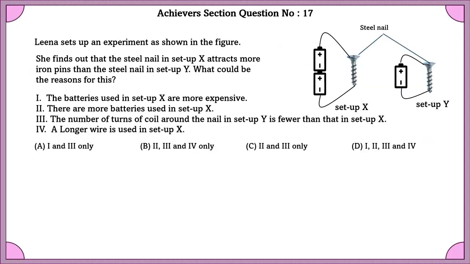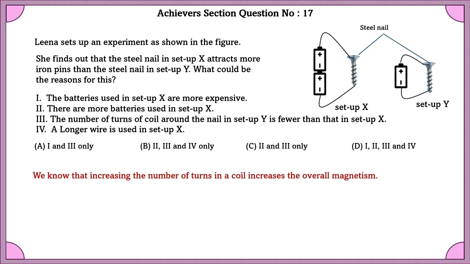Achiever section question number 17. Leena sets up an experiment as shown in the given figure. She finds out that steel nail in setup X attracts more iron pins than the steel nail in setup Y. What could be the reason for this? First one, the batteries used in setup X are more expensive. Second one, there are more batteries used in setup X. Third one, the number of turns of coils around the nail in setup Y is fewer than the setup X. Fourth one, a longer wire is used to set up X.